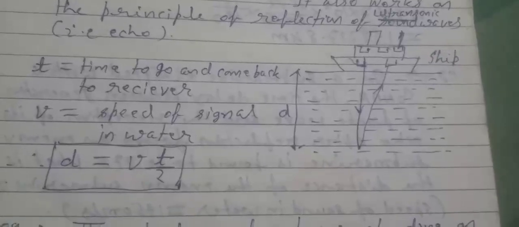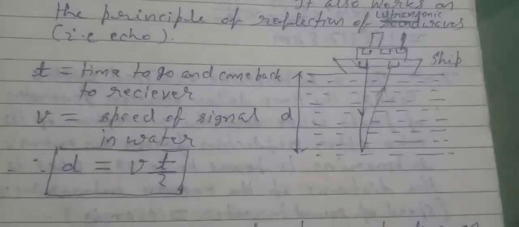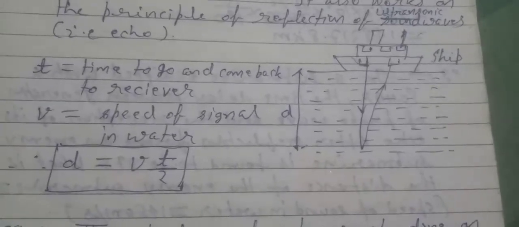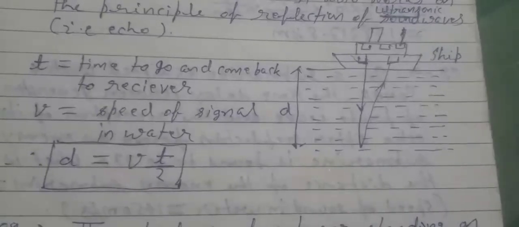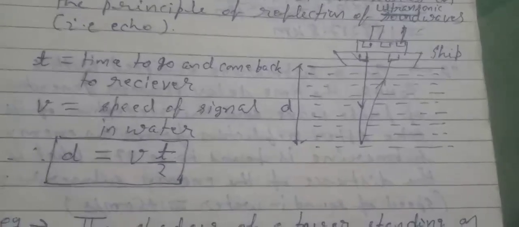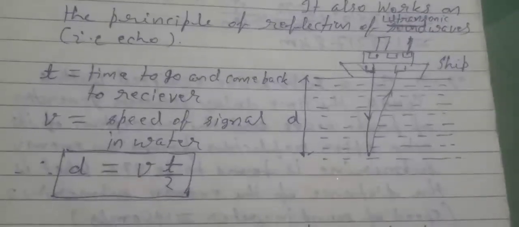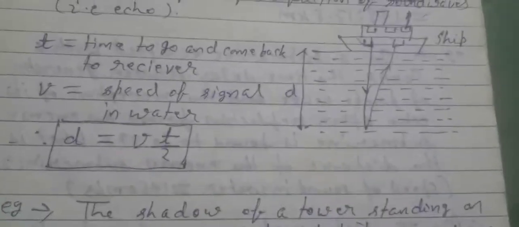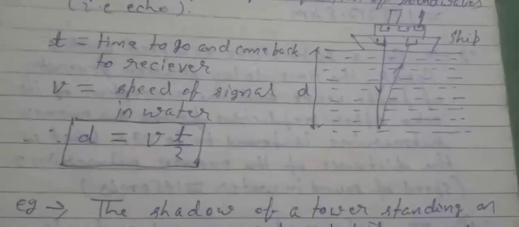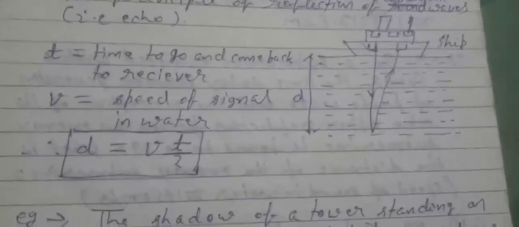Here a ship is shown. From the ship, we send a signal toward the point whose distance we have to measure, and we note the time taken by the signal to go to that point and return again to the ship. Here t equals the time to go and come back to the receiver, and v equals the speed of the signal in water. Hence d equals v into t by 2. So from this formula we can calculate the distance between an object and the ship inside the sea.